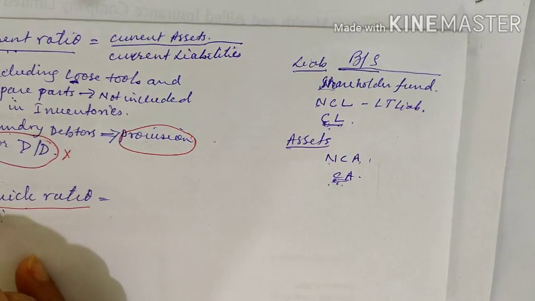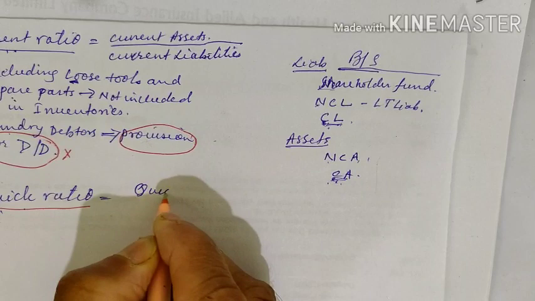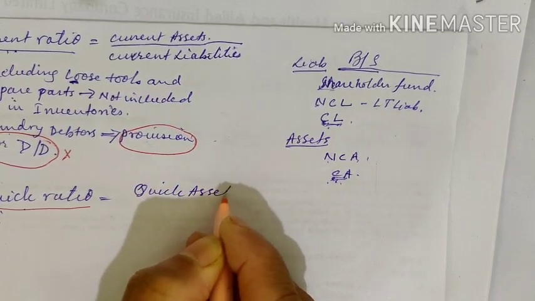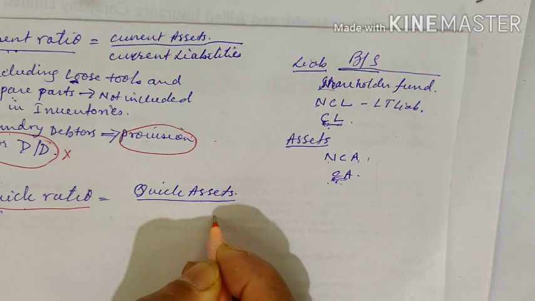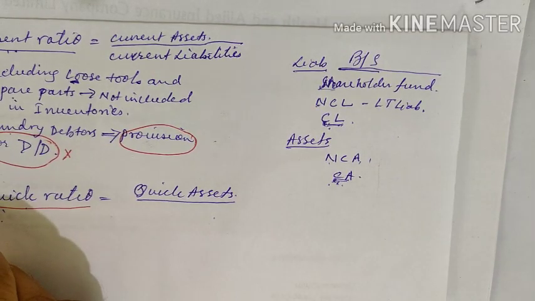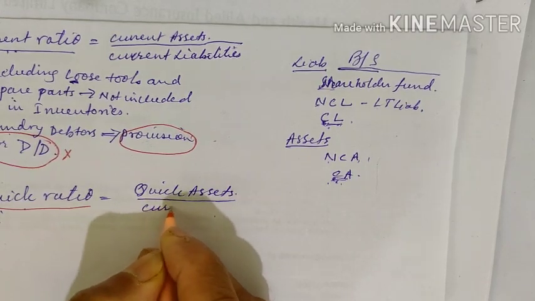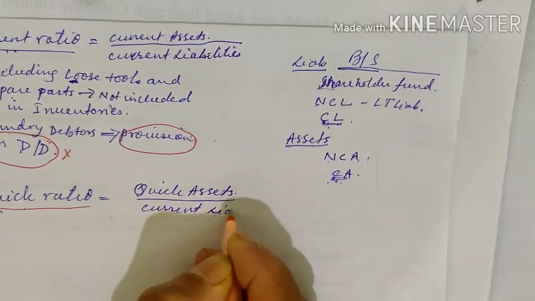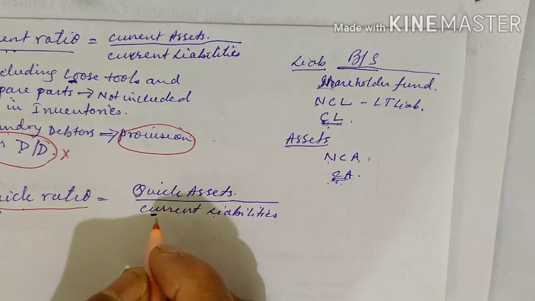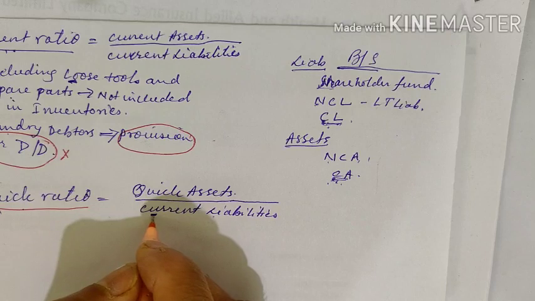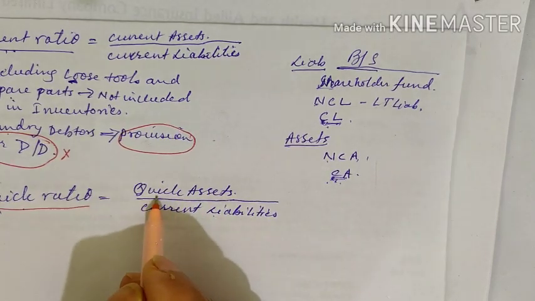Since there is a word quick ratio, we would be taking the term like quick assets divided by quick liabilities. But instead of quick liabilities, we take current liabilities, following the principle of conservatism. So what are quick assets then?